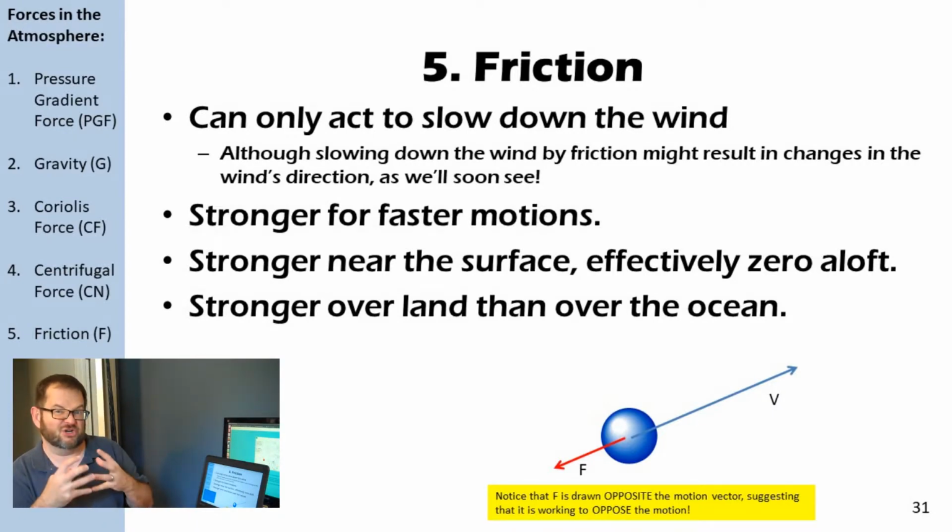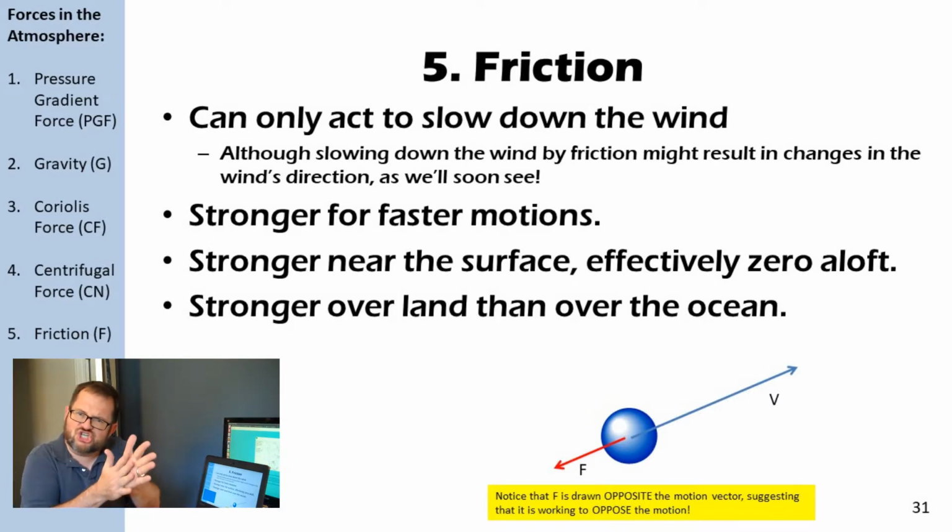There's not that much surface interacting with the atmosphere. Friction is greater the faster the motion is. I think you probably would have realized that. If you think about friction in this sense, when you rub your hands just gently together, you're not really producing very much friction, but the faster you rub them together, you can feel the friction increases.